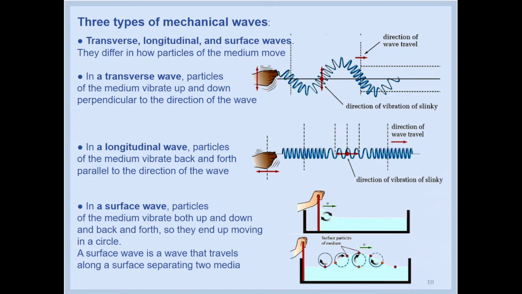A surface wave is a wave that travels along a surface, separating two different media. You can see air and water, and the water particles at the water surface are set into that kind of vibration, both up and down and back and forth, and by that means the surface wave is developed.